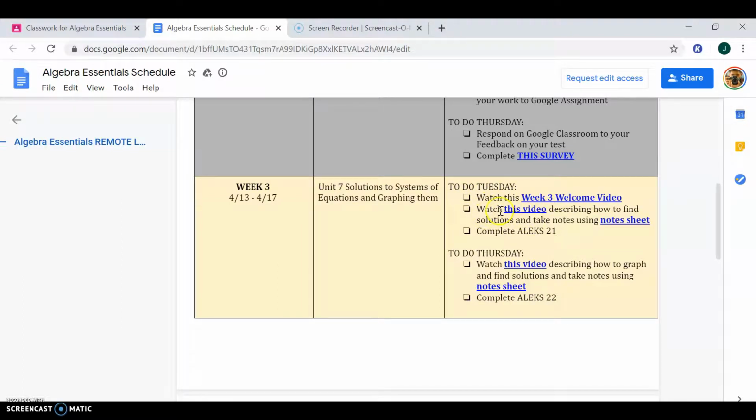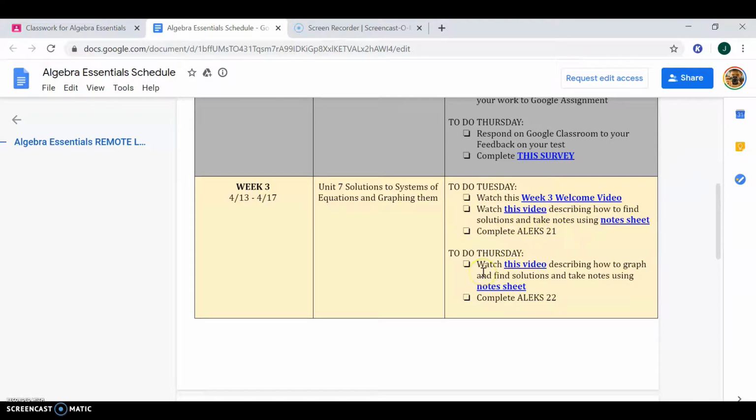Then watch this video. This is our notes from Mr. DeFelice describing how to find solutions and take notes using this note sheet. So you can use a scratch sheet of paper if you don't have a printer to print out this note sheet. After watching the video and taking notes, then complete Alex 21.